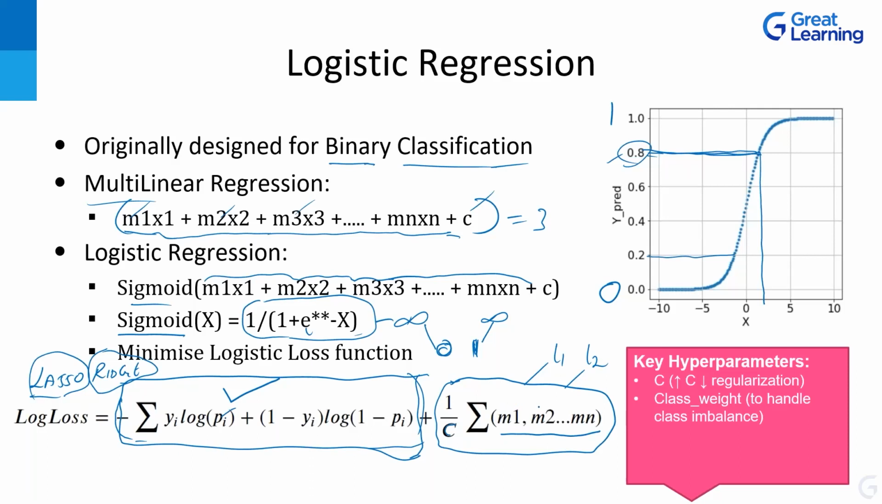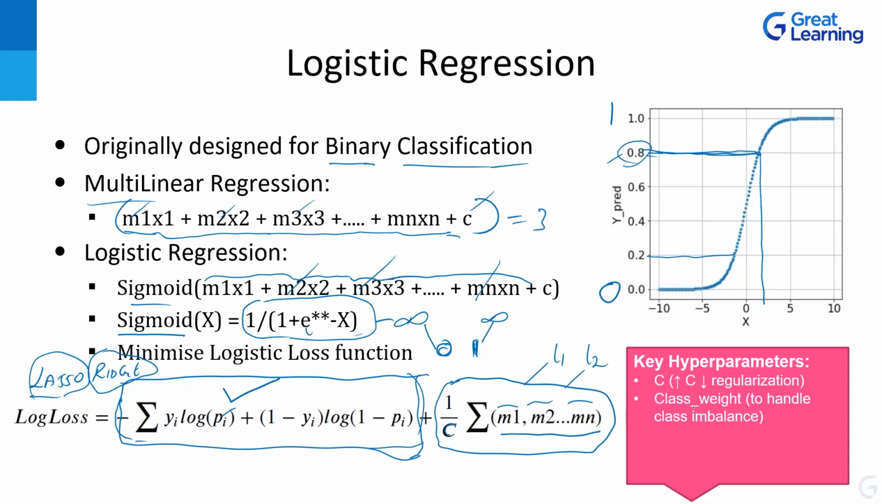If they become too high, if we let them be unrestricted, there's a high chance of overfitting. So essentially, by adding the absolute values of these coefficients to our loss function, we are trying to control for overfitting, making sure that our weights or our coefficients don't take very, very high values.